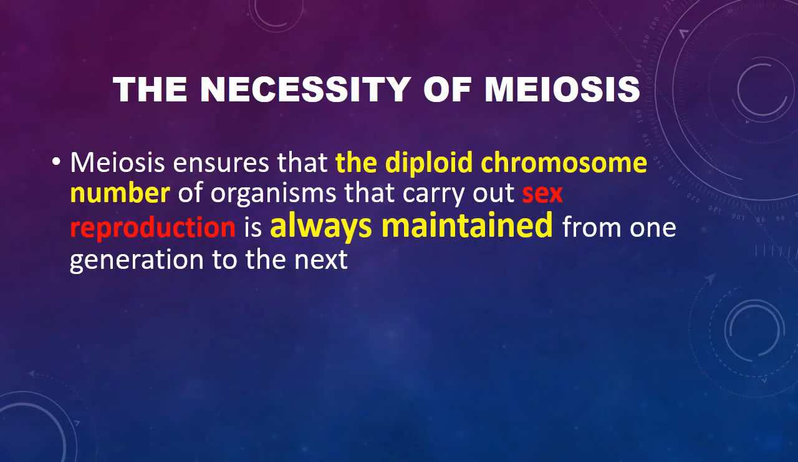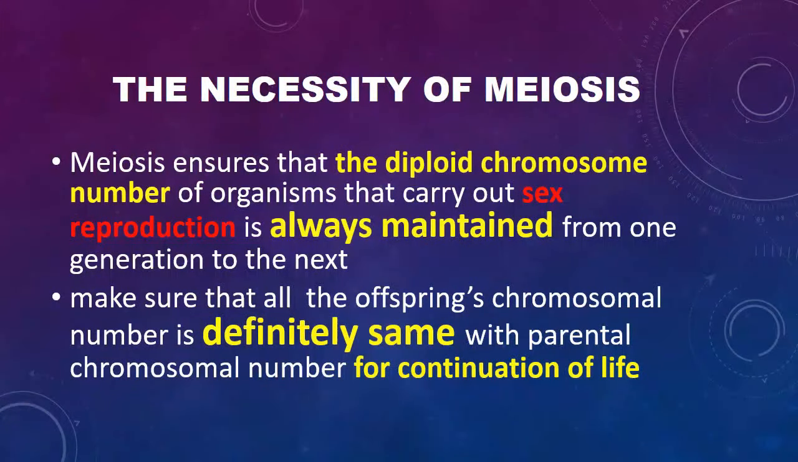Meiosis also ensures that the diploid chromosomal number of organisms that carry out sexual reproduction is always maintained from one generation to the next. This is important to make sure that all the offspring's chromosomal number is definitely the same as the parental chromosomal number for continuation of life.